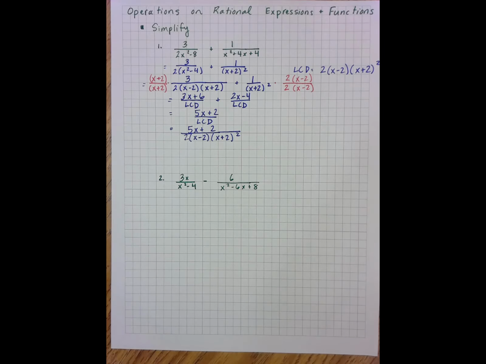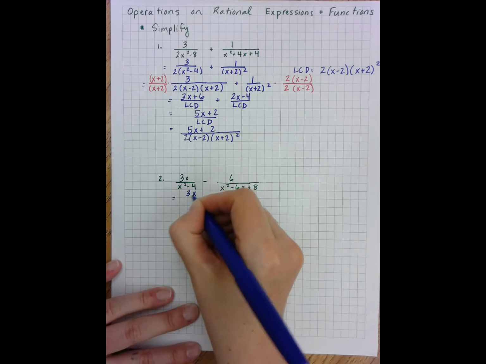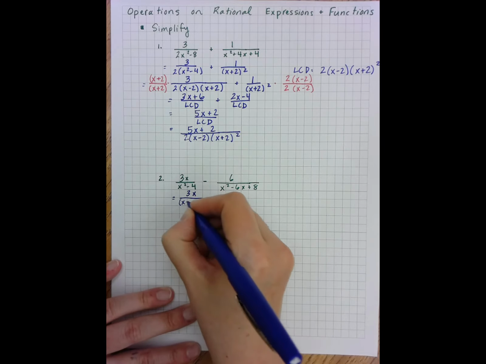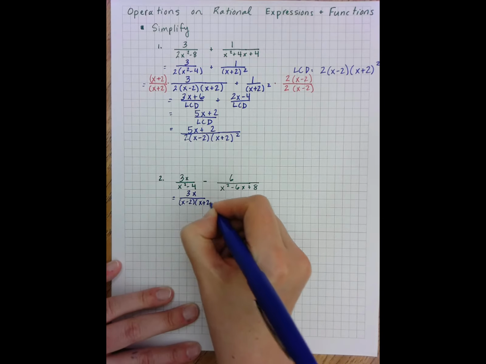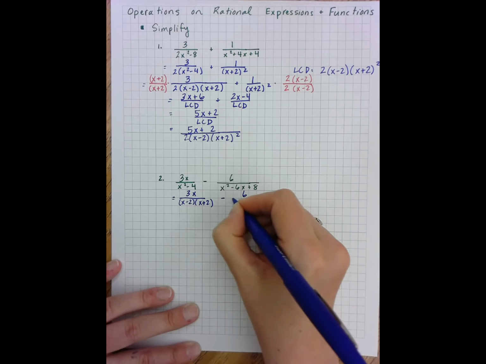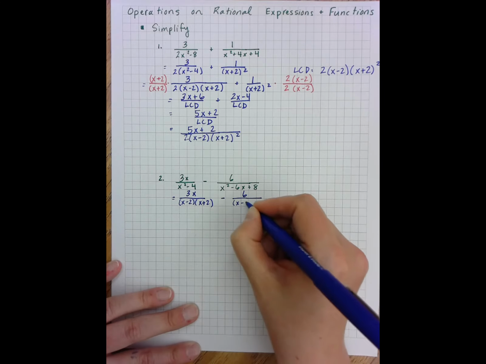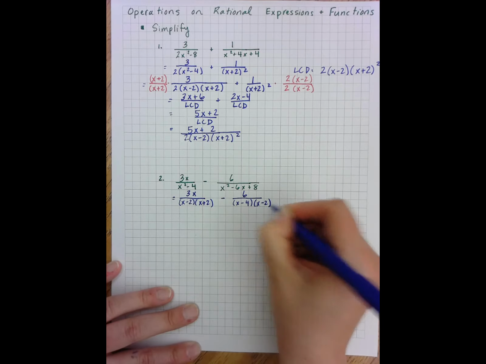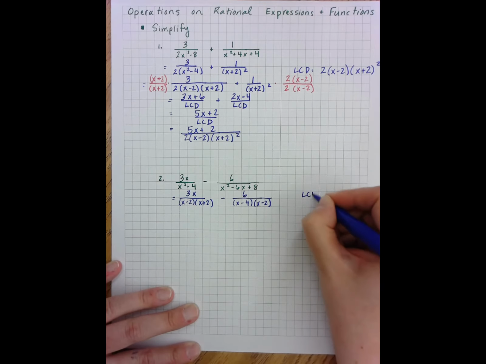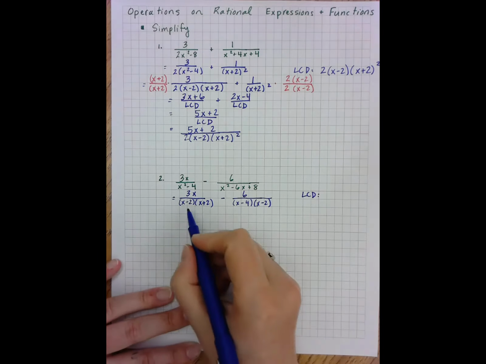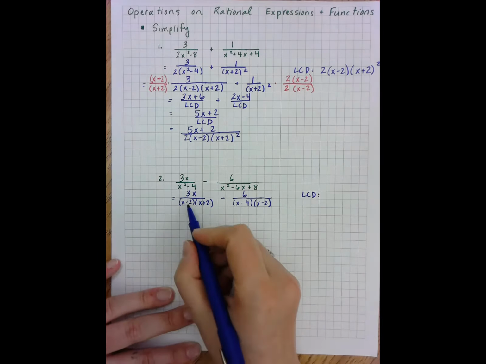Second example, in this case we're doing some subtraction. So I start the process exactly the same way. I factor my denominators. And then I'm going to look for my lowest common denominator. I have an x minus 2. And I have an x minus 2. There's only one of each of them, so I don't need more than that. I have an x plus 2. And I have an x minus 4.